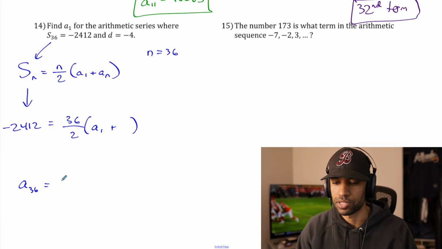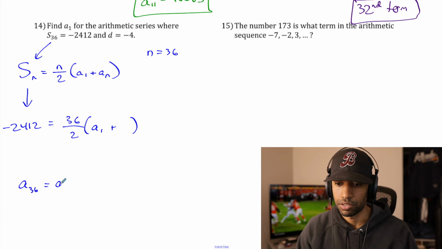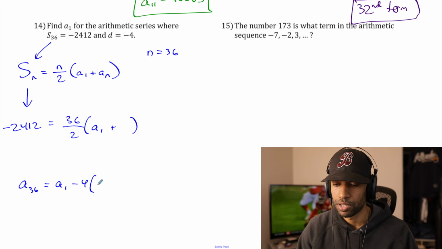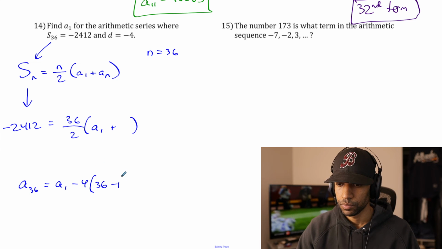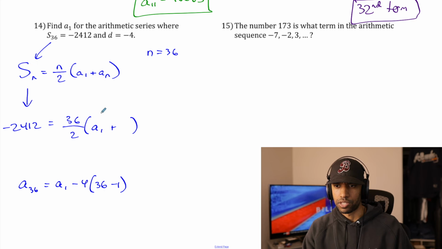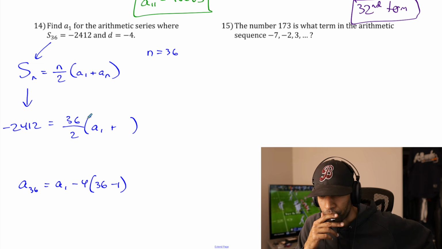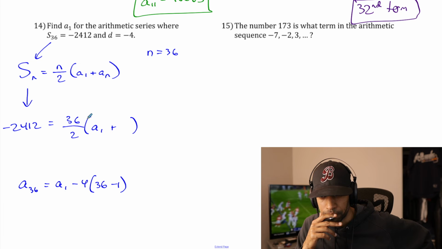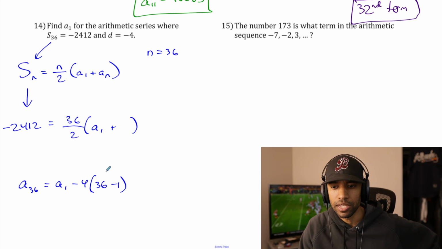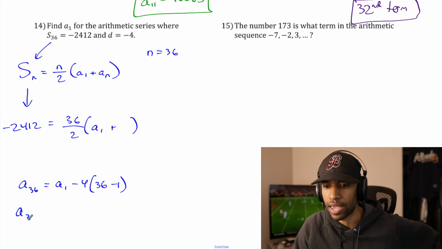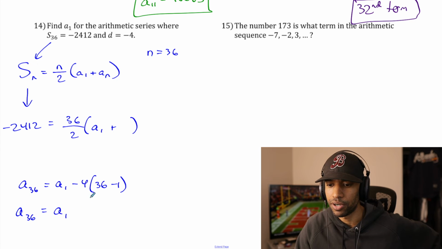Hold on. A sub 36 is a sub 1 minus 4 times n minus 1, with n being 36. Hold on, to get a sub 36 here, let me think about this. We might have to do this instead. We'll just work it out like this. We can't fully guarantee what it is without knowing the first term, but we can use this formula. So a sub 36 is going to be whatever a sub 1 is.